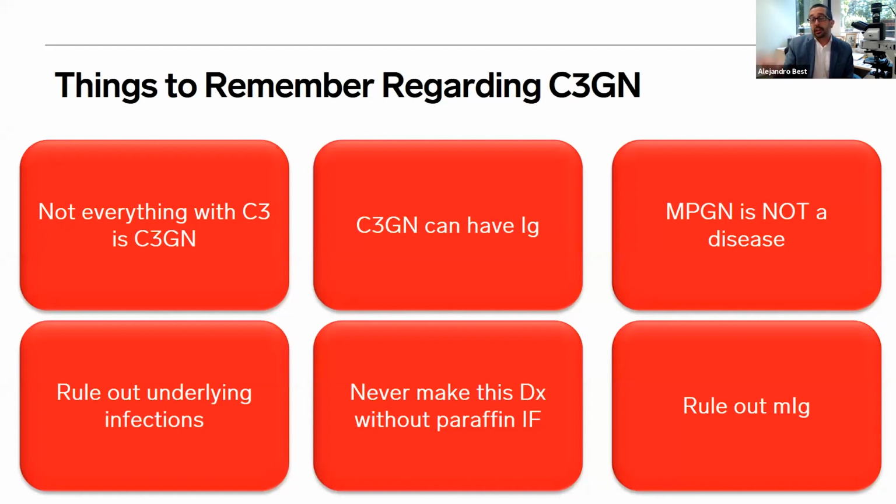Second, the fact that there are immunoglobulins doesn't rule out C3. That's also very important. MPGN is not a disease, it's a pattern. You need to rule out infections before we make a diagnosis of C3G. Never make this diagnosis without paraffin IF, and we haven't explained why, but Chris will talk about that in a minute. And you have to rule out monoclonal immunoglobulins in older patients.